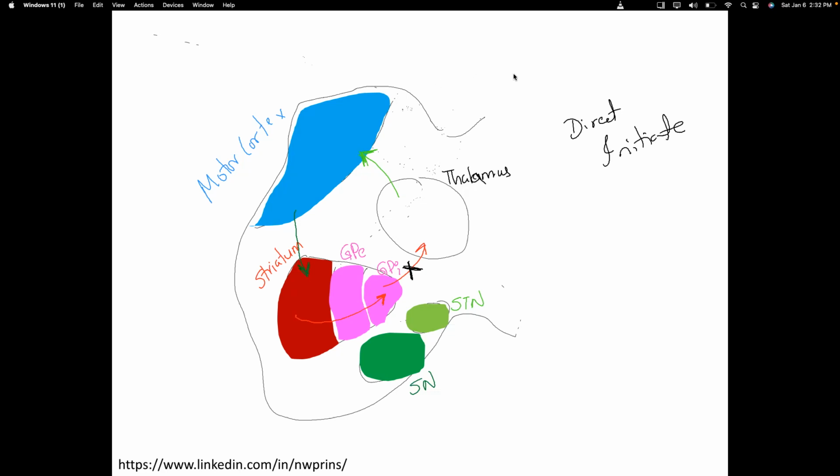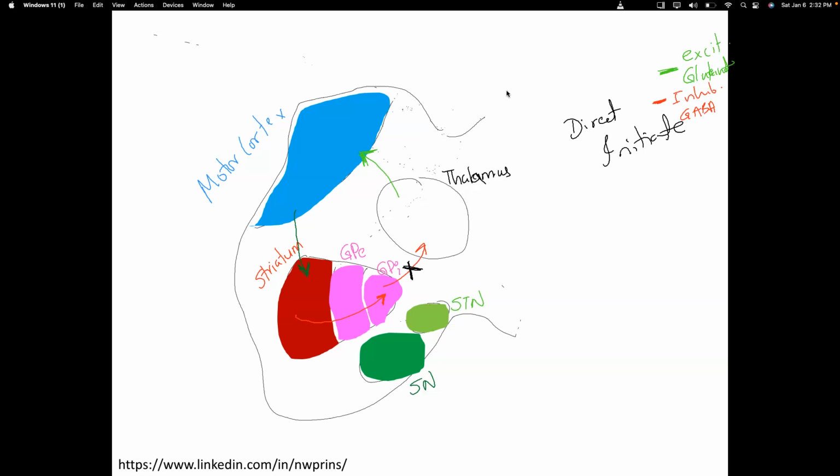Now, in this case, if you see the green arrow, this is always excitatory, at least in this slide, and it's glutamate. If you see the red, in this case, it's inhibitory, and it's GABA. These are the neurotransmitters. Okay, so now we go to the indirect pathway.